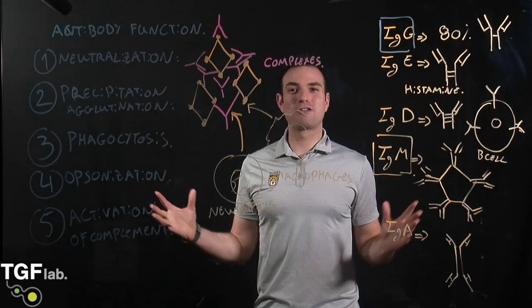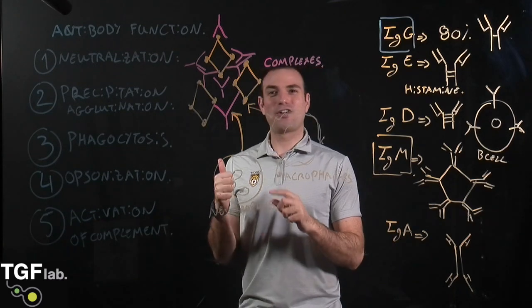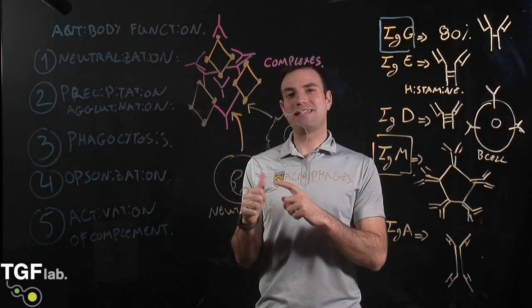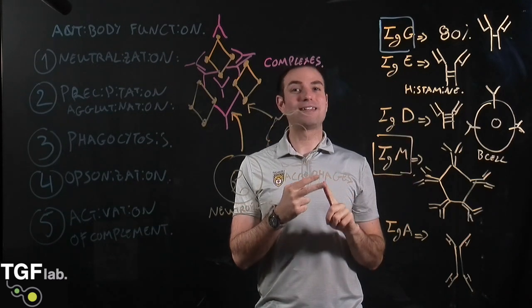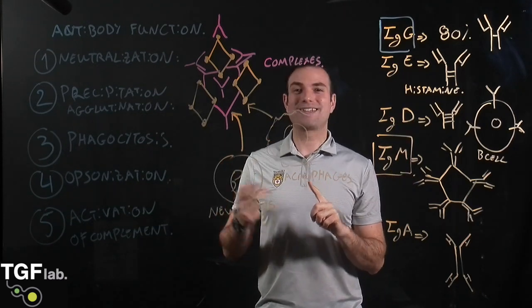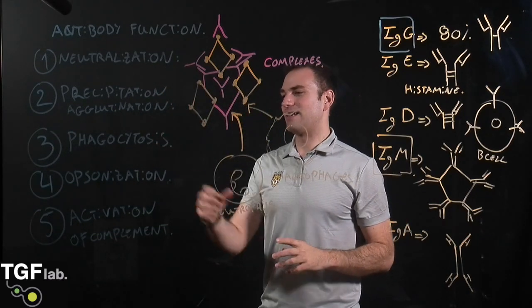So we have gone through everything with antibodies in this lecture today. We have gone through the production of the antibodies by the B cells, also the structure of the antibodies, the different types of antibodies, and also the primary and the secondary response, and finally the different types of antibody functions.